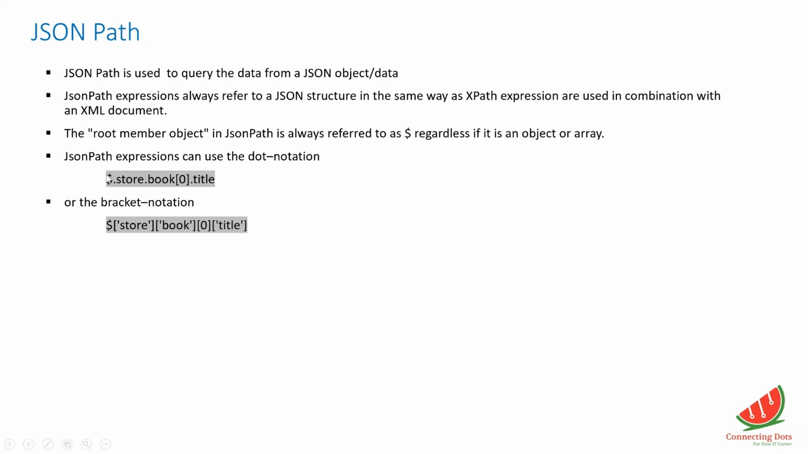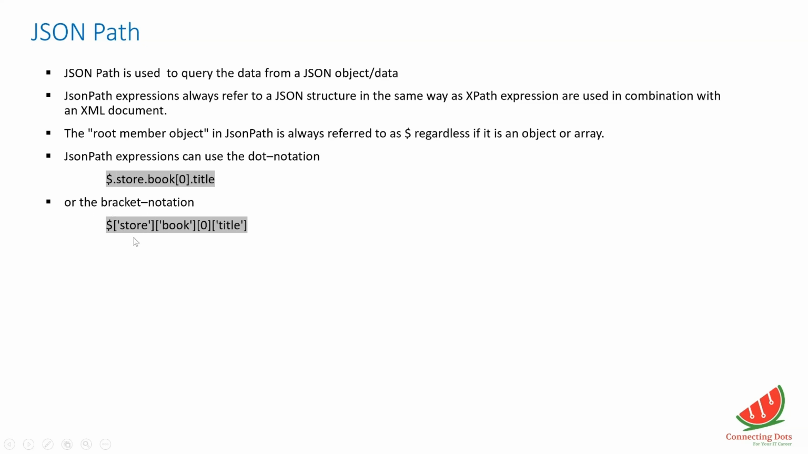For example, dollar dot store means that dollar is the starting curly brace. Inside that you have an object called store. Inside this store object you have a lot of book objects. In that you are getting the first index, so you got the first book and you extract that book's title. Or you can represent the same notation, instead of dots, using square brackets. That is called bracket notation.